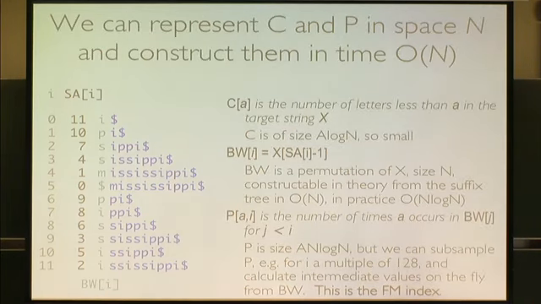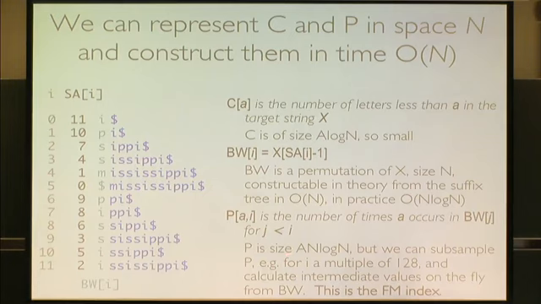Okay, so how big are these? Well, we can represent C and P in space n. I said it's actually quite big, but in fact we can make it smaller. We've got the Burrows-Wheeler transform, which is a permutation. It's constructible from the suffix tree in order n time. In practice it takes longer, but not much longer. There are people in the room who've worked on algorithms to make the Burrows-Wheeler transform rapidly.